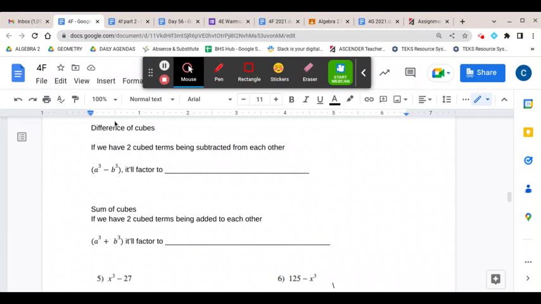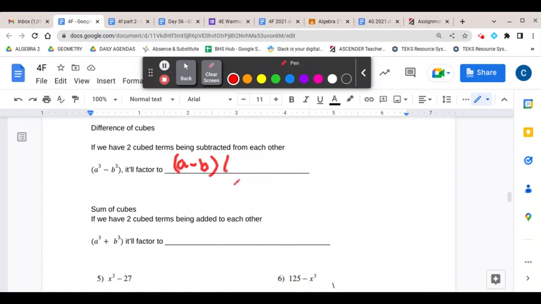So with difference of cubes, if we have two cube terms being subtracted from each other, a cubed minus b cubed, it's going to factor to a minus b times a squared plus ab plus b squared. We'll put numbers to this in a minute. I know we did some of these in class, but for people who've been absent or need a little extra practice, this can benefit us a little bit.